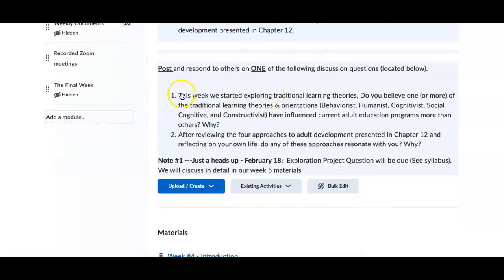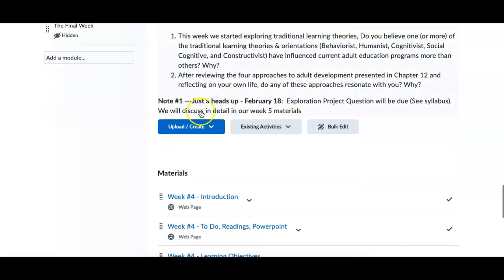So I would love it if people ended up commenting on all of these, and these are the 2 discussion questions we have for the week. You can take one, you could take both of them, you could combine both of them. And just a heads up, February 18th, which isn't next Sunday, it's the following Sunday, I will be looking for your exploration project question. Take a look at the syllabus. And I'll have more information on this next week.